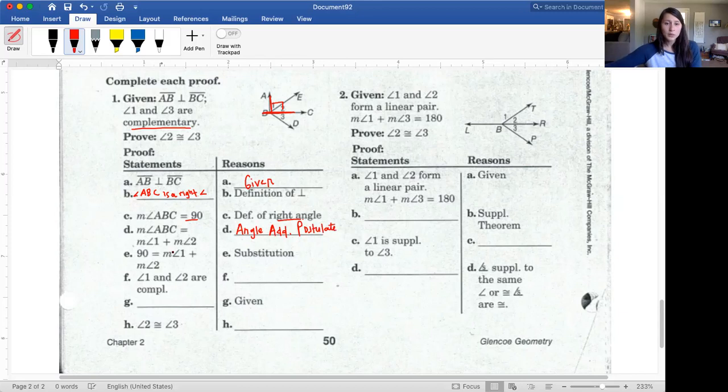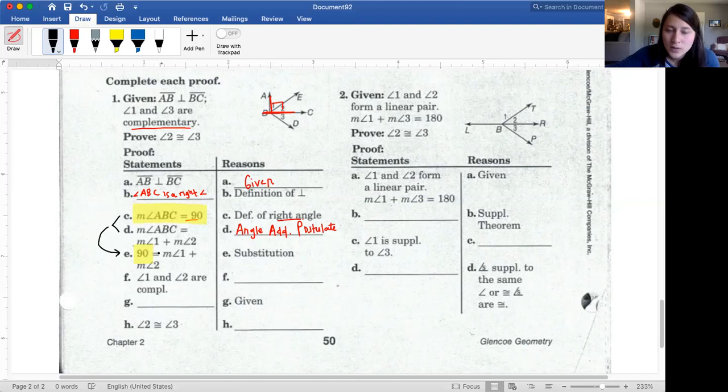Okay, now we're subbing in because, look at step C here. I'm using the information, the statements written before, to conclude new ones. So measure of ABC equals 90 degrees, and I have angle 1 plus angle 2 equals ABC. Well, I'm going to replace ABC with 90 degrees and then rewrite a new statement that says 90 degrees equals measure of angle 1 plus measure of angle 2. I basically just combined step C and step D together to create step E.